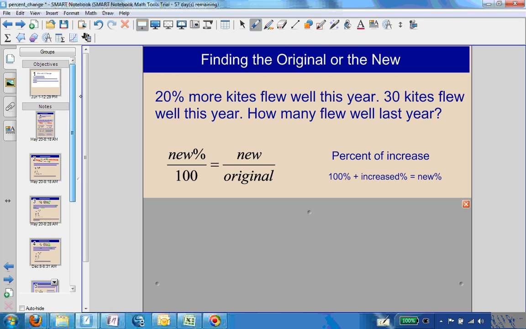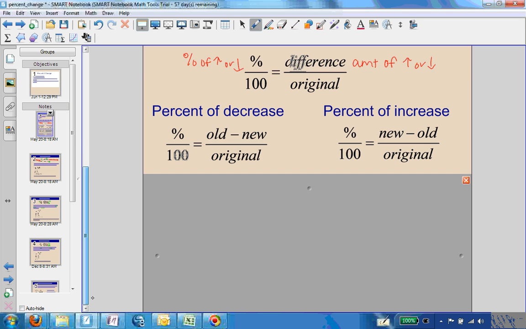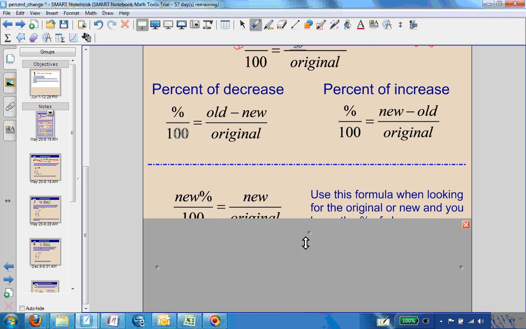Okay, so now we're going to move on to the next type of problems that you'll run into. And this is where you're looking for the original or the new. And you're going to use this formula where the new percent is across from new and 100 is across from the original. And we've actually already done problems like this, like when we talked about finding the tax on an item, that kind of thing, where we added 7%.